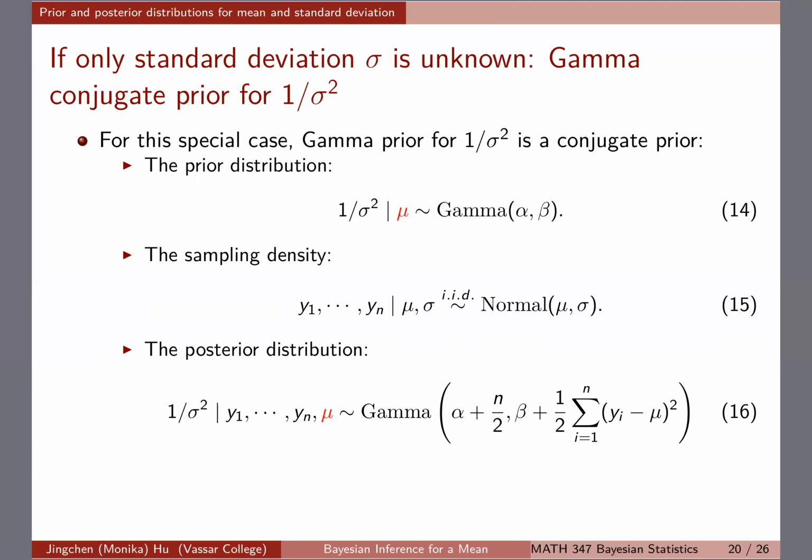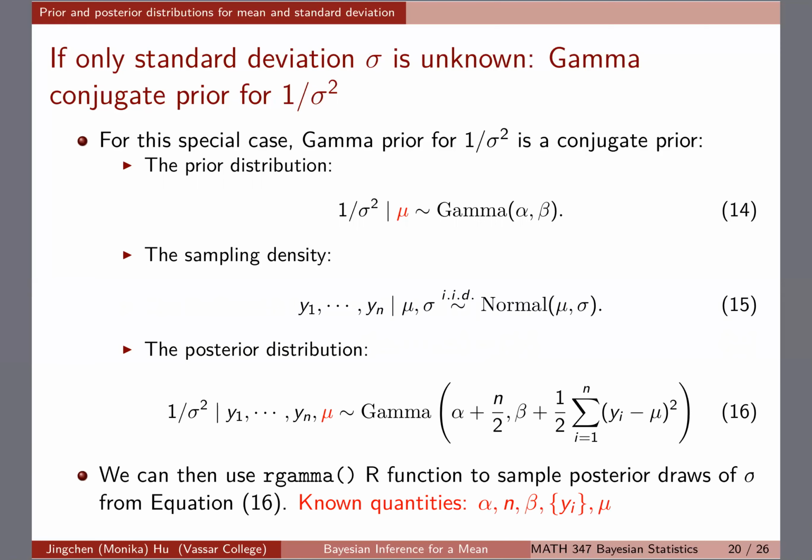Also, just so you know, alpha and beta come from the prior, so you have the values for them. And n is the sample size. You can get the rest from the data as well, because all you need is each of the yi, and mu is given. So if you have this set of known quantities, you are able to simulate, or use pgamma and qgamma, to summarize the posterior distribution.